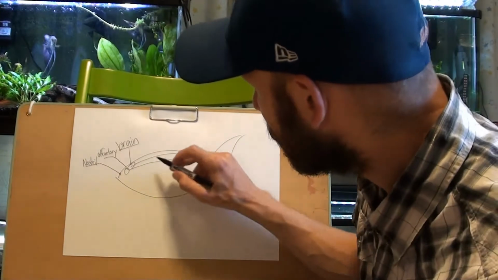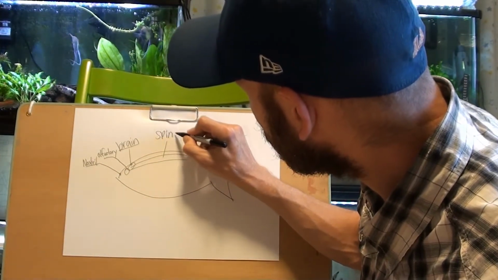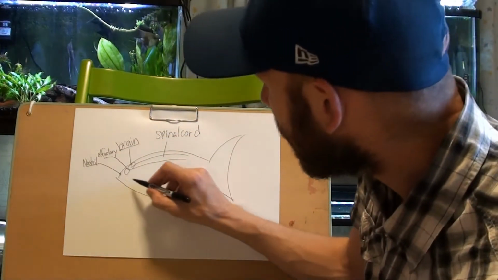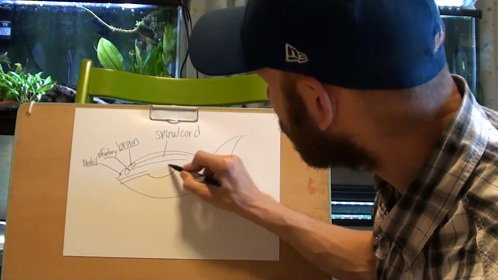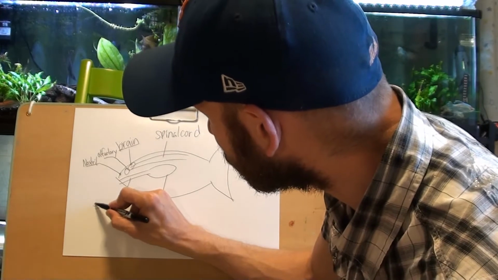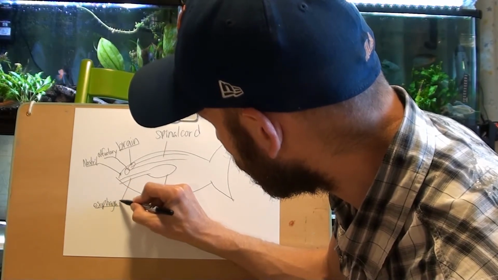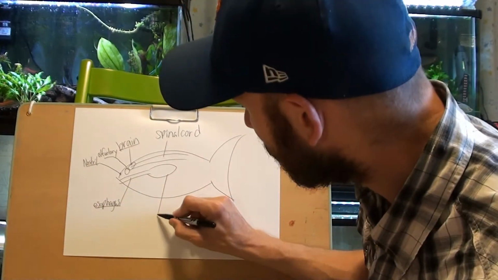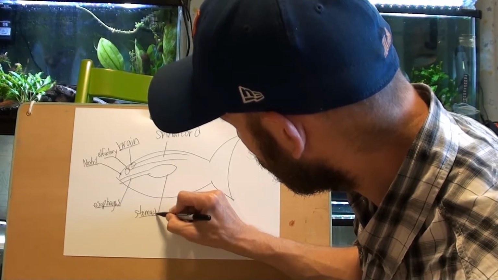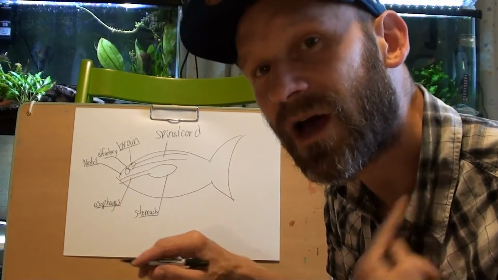The brain, the spinal cord, and then we have the esophagus, the stomach. The mouth: food goes in the mouth, goes down the esophagus to the stomach.